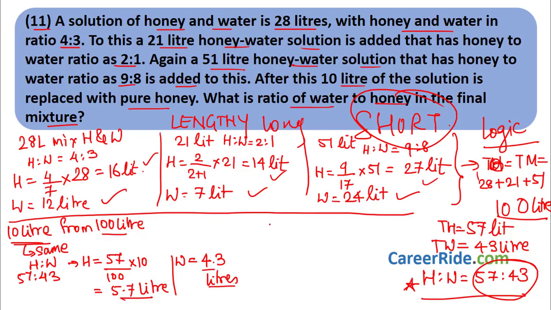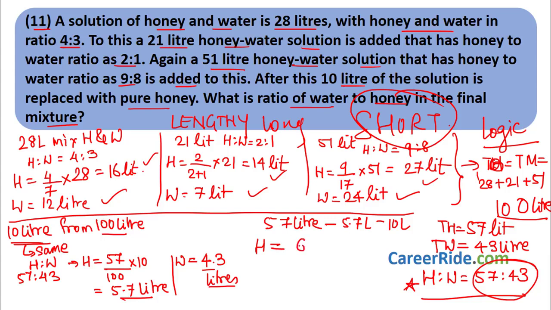So this much is the amount of water and this much is the amount of honey in the 10 liters. So initially in the 100 liters we had 57 liters of honey. Out of that we removed 10 liters of mixture. So because of that 5.7 liters of honey was removed. And what they said was that this 10 liter solution which was removed was replaced by pure honey. So they added 10 liters of honey. How much is the total honey now?